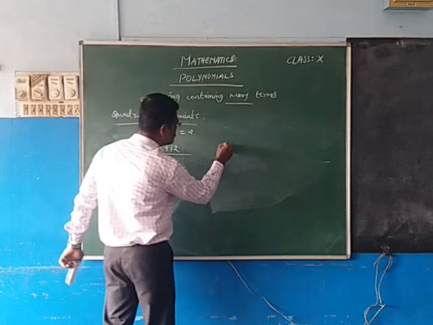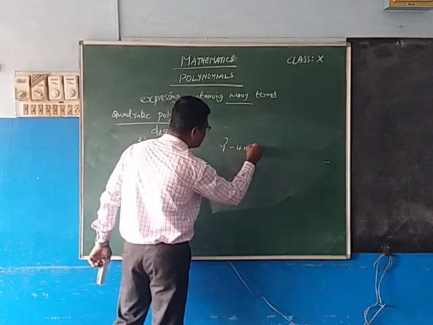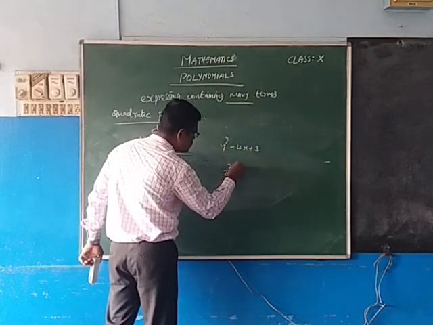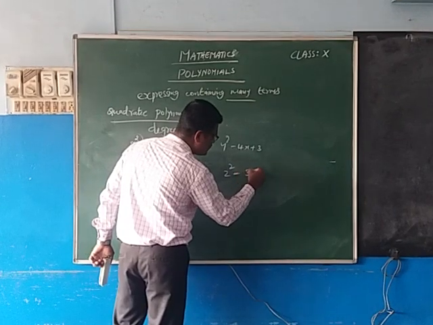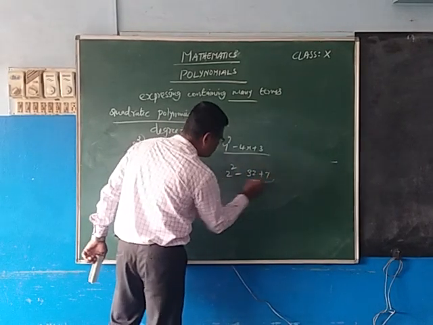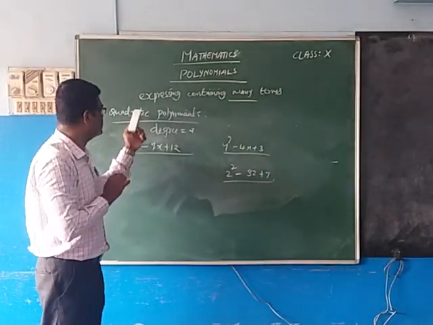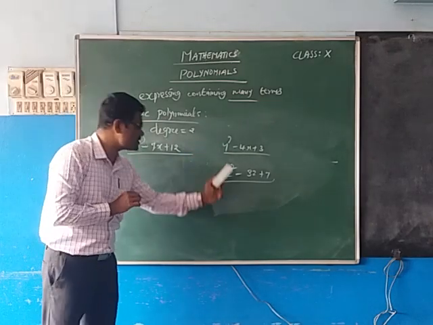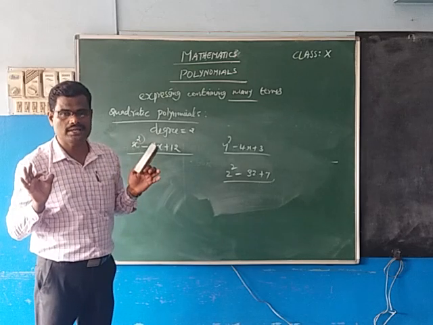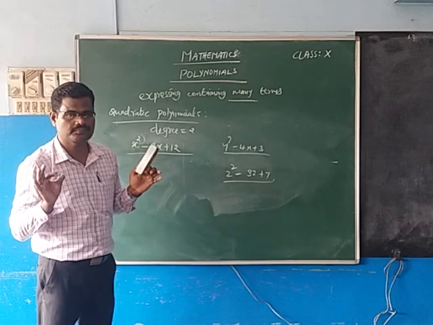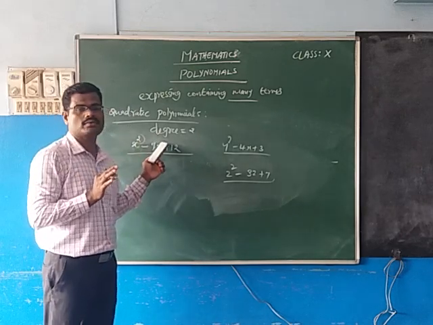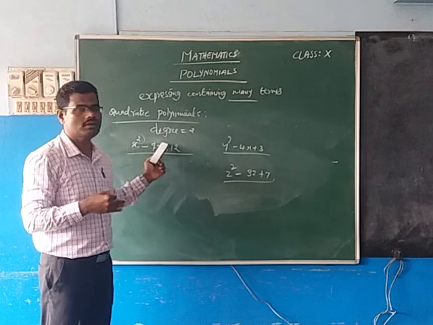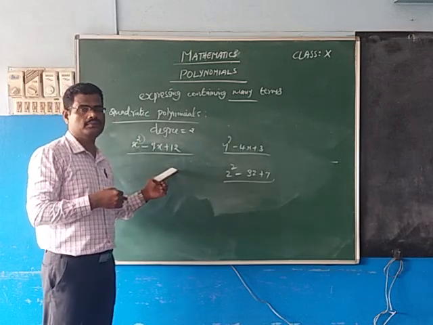Suppose x square minus 4x plus 3, z square minus 3z plus 7. These are all polynomials, and they are quadratic polynomials since the power is 2. What is the meaning of x, y, z? x, y, z are variables. Understood? Here the question is, what is the standard form of a quadratic polynomial?